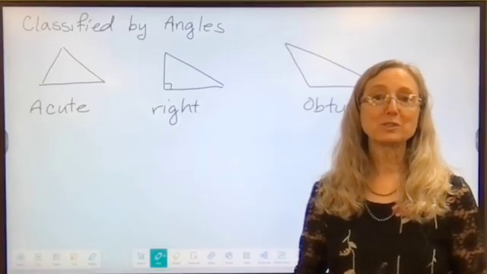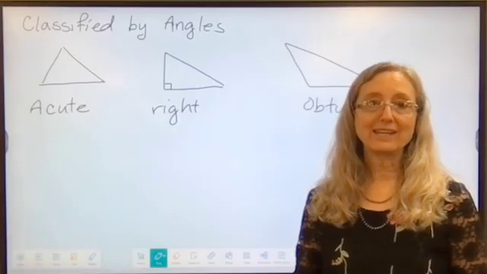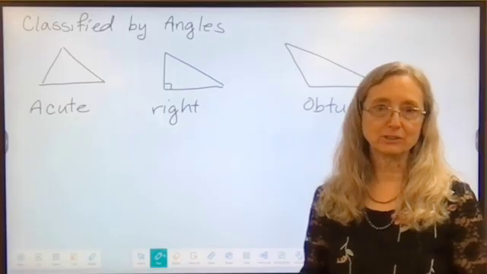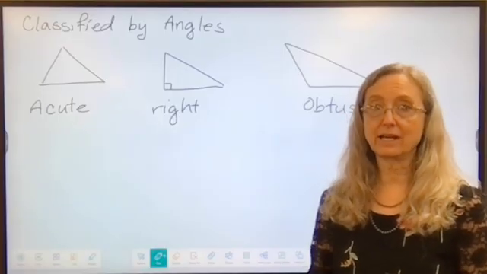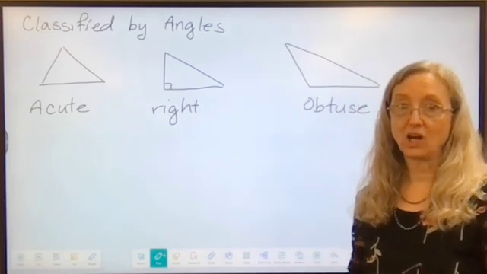There are two different ways we can classify triangles, put them into groups. One of them is by looking at their angles. The other way we can group them is by looking at their sides. So we'll take one at a time. We'll start with the three different classifications based on angles.